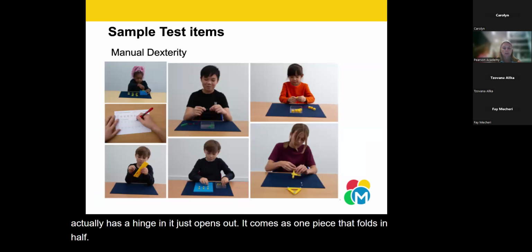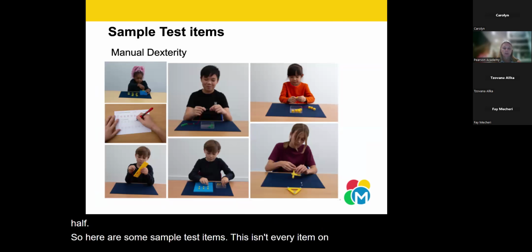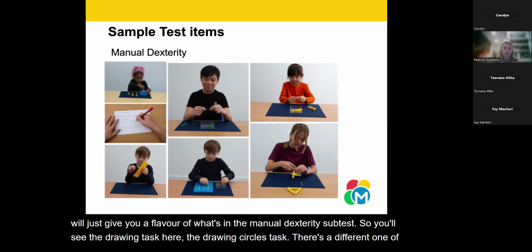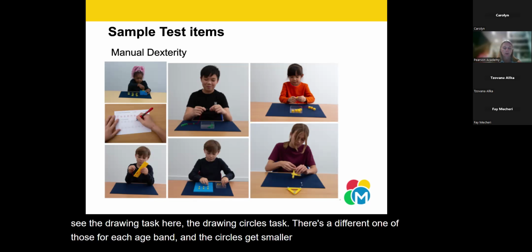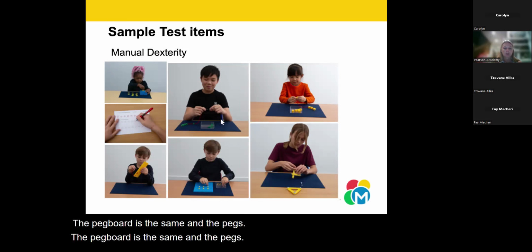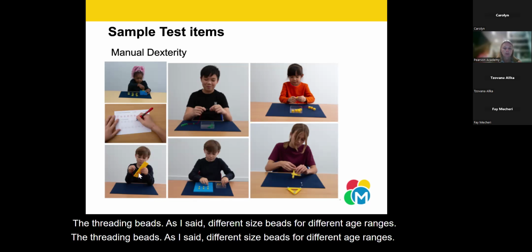So here are some sample test items. This isn't every item on the test, but this will just give you a flavour of what's in the manual dexterity subtest. So you'll see the drawing task here, the drawing circles task. There's a different one of those for each age band, and the circles get smaller as the age bands go up in age. The pegboard is the same, and the pegs, the threading beads, as I said, different size beads for different age ranges. And we still have the same tabletop mat as well as movement ABC-2.